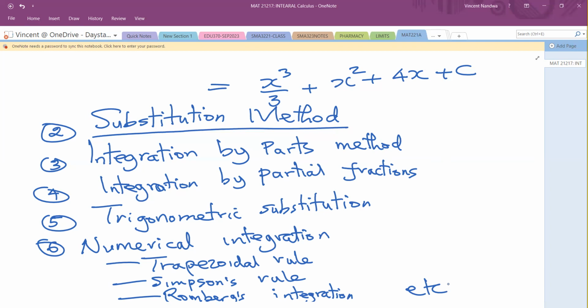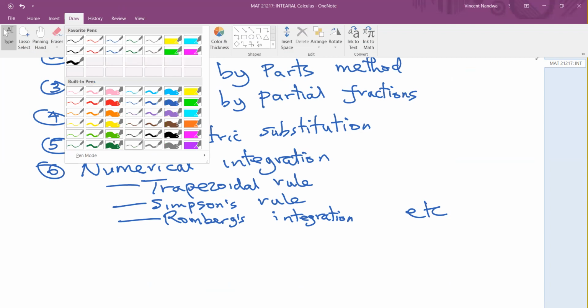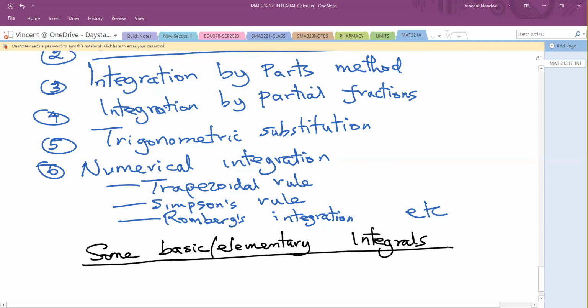Let's also give some standard integrals involving some elementary functions that we are going to majorly interact with along the way. So some basic, let me call elementary integrals. So remember, I've told you that the problem of integration is simply the reverse process of differentiation. So differentiation and integration are inverses of each other, are opposites of each other. So to integrate, you need to understand how to differentiate.